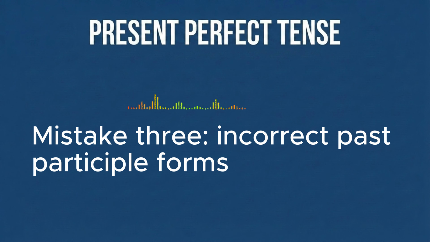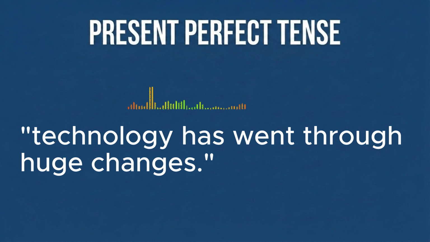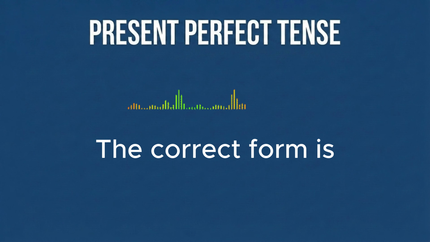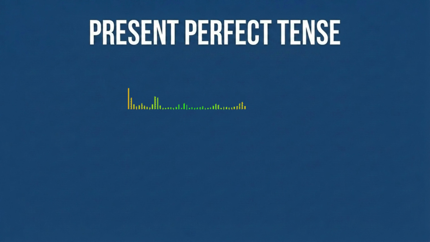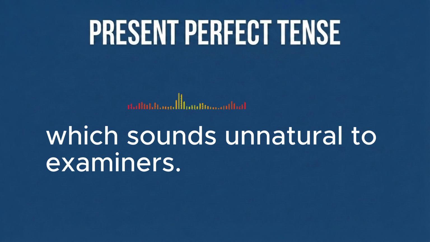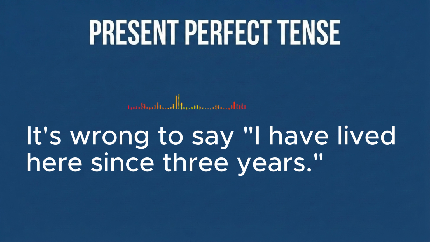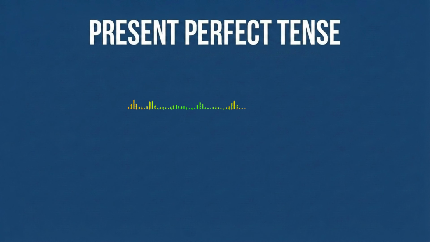Mistake 3. Incorrect past participle forms under exam pressure. It's wrong to say technology has went through huge changes. The correct form is technology has gone through huge changes. Mistake 4. Confusing for and since in speaking, which sounds unnatural to examiners. It's wrong to say, I have lived here since 3 years. The correct form is, I have lived here for 3 years.